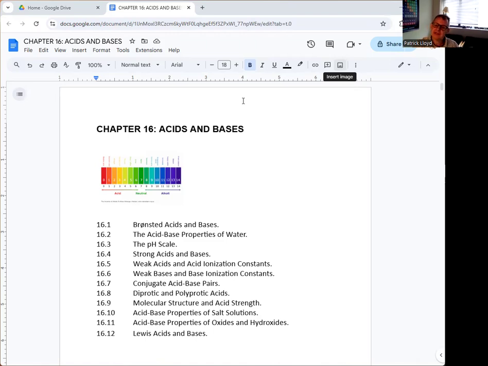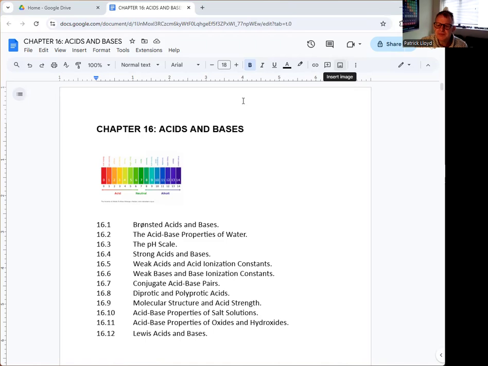So we're going to be working on acids and bases, chapter 16. Hopefully you're getting started on that already. The second exam is graded, so you can check your scores for the second exam. And chapter 16 is really your first serious look at acids and bases.